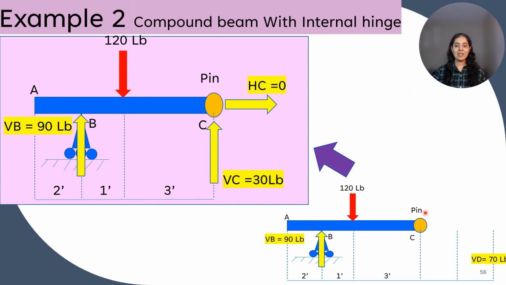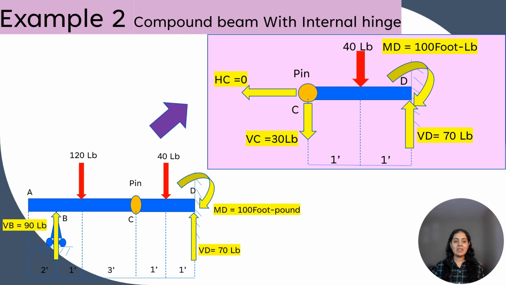Now we want reactions at this pin. For that we will separate AC and the other element. So at pin there will be two reaction components, horizontal and vertical. By applying equations of equilibrium, that is summation of Fx and summation of Fy, we get HC is equal to 0 and VC is equal to 120 minus 90, that is equal to 30 lb.